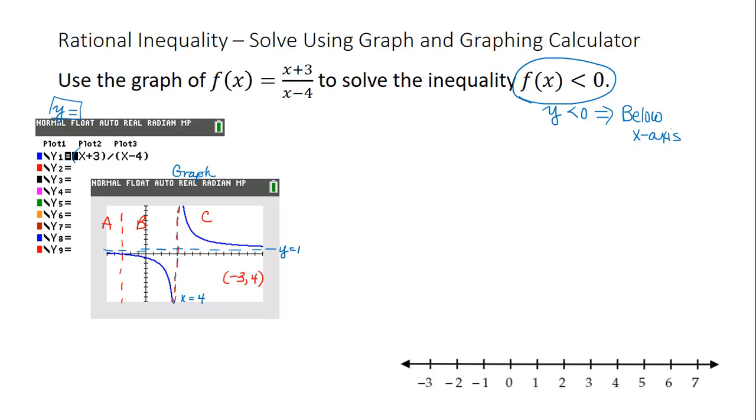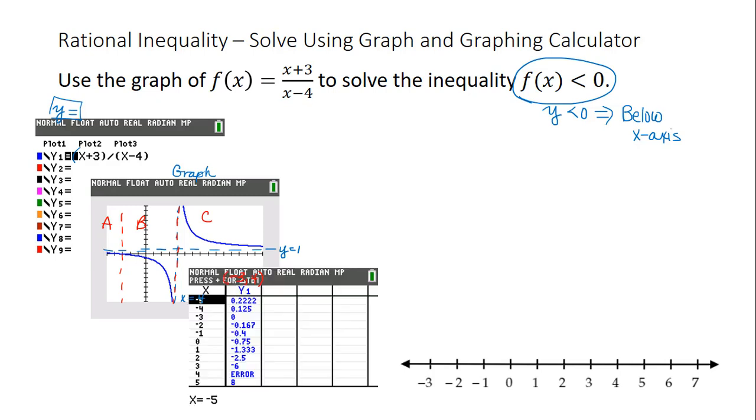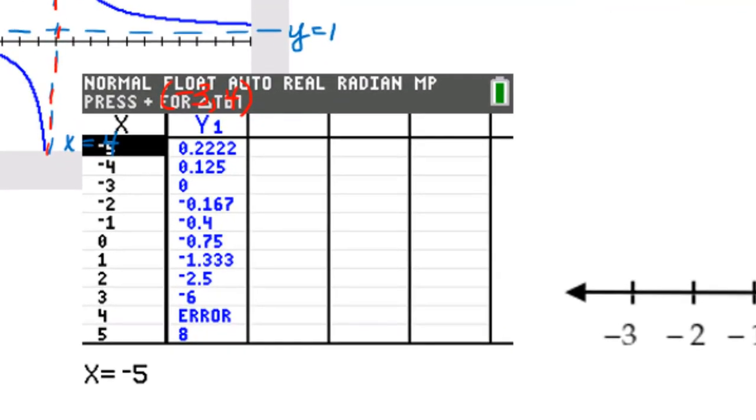I can also take that one step further and look at the table. In the table, I can see that -3 has a y value of 0. That was my boundary number. 4 is where the function is undefined. That's where I get that error message.